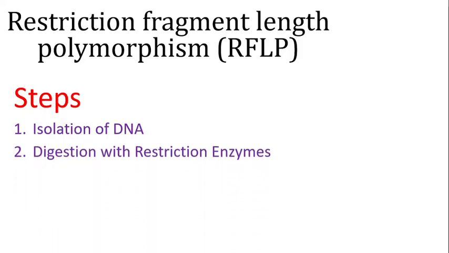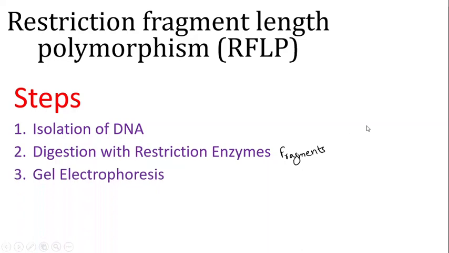So what are restriction enzymes? They are endonucleases. They cleave at a particular site. The restriction site, the cleavage site of a particular restriction enzyme, is specific. So we will get different fragments at the end. Fragments are obtained. Then we will do the gel electrophoresis. After gel electrophoresis we will get a different pattern.